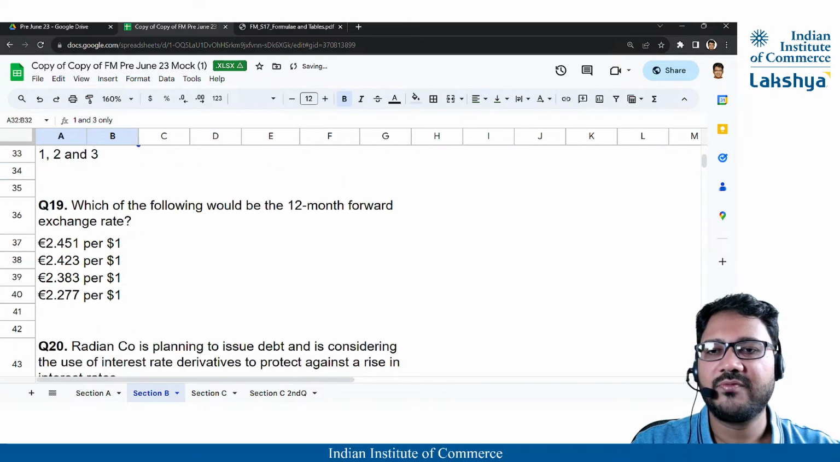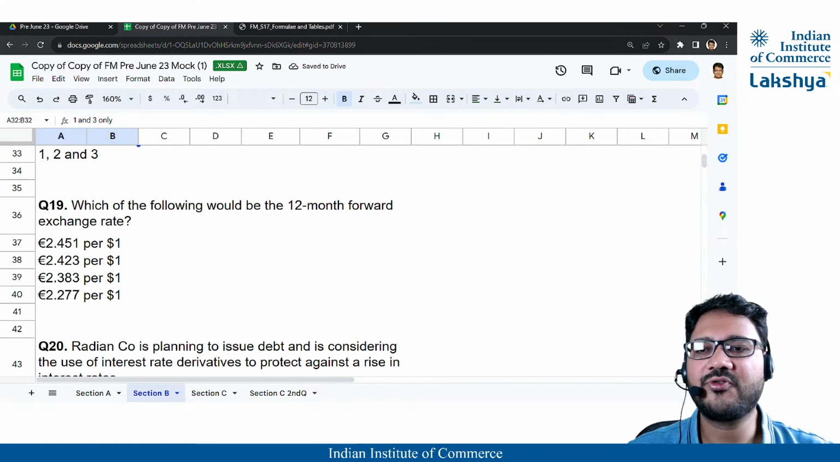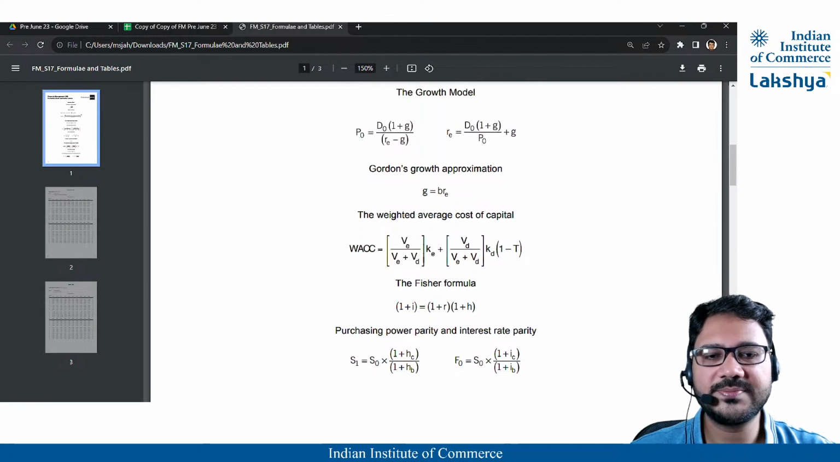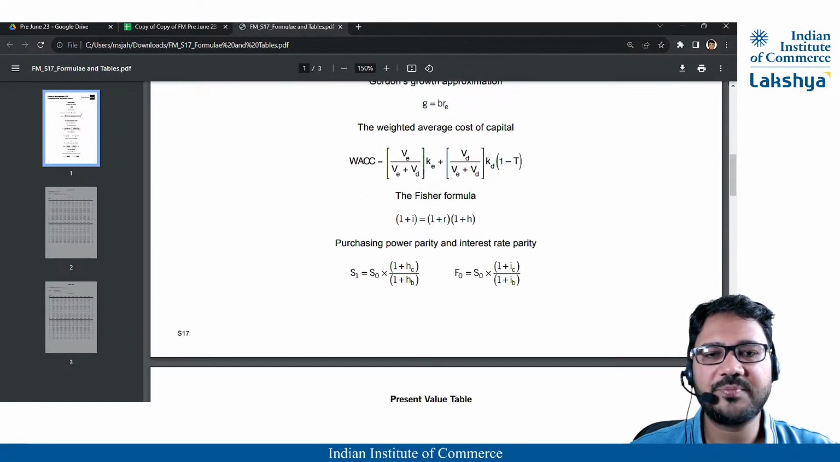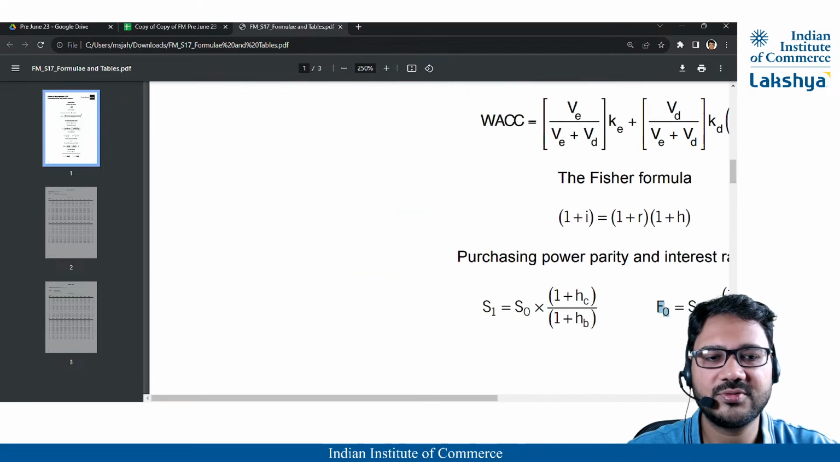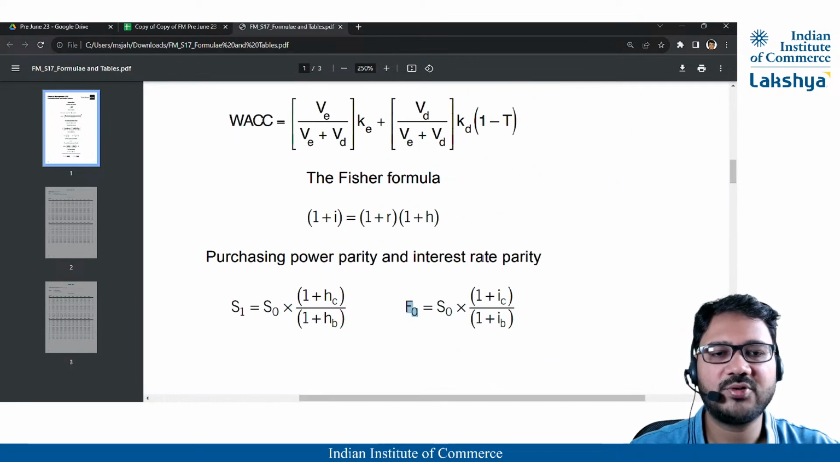All right. Which of the following would be the 12-month forward exchange rate? So we need to find out what is the 12-month forward exchange rate. Now, if you remember, there were formulas for it. So if you see over here, we have purchasing power theory, but that gives you the forward rate. And then we have the future rate available. So we are going to use, let me just zoom this in for you, we are going to use this.